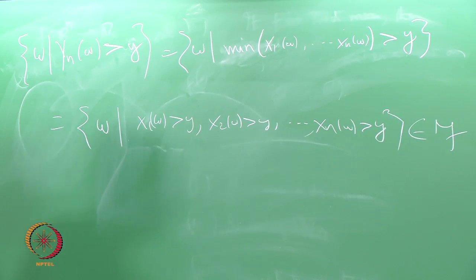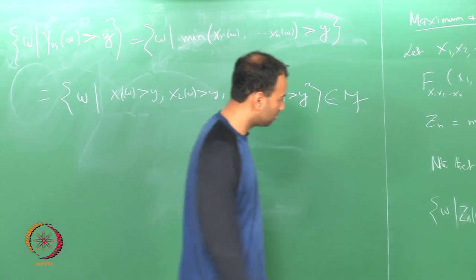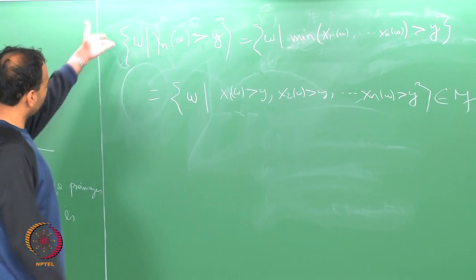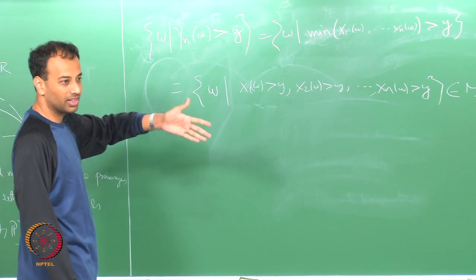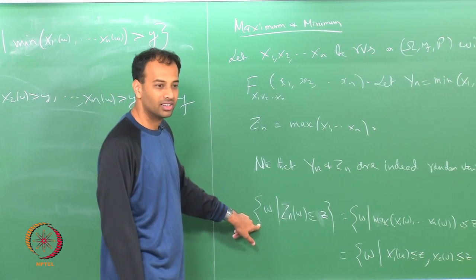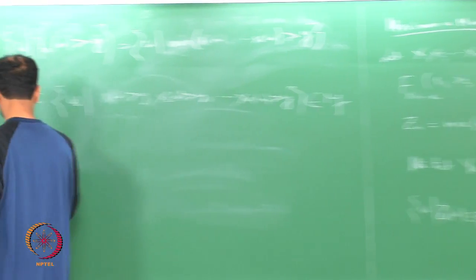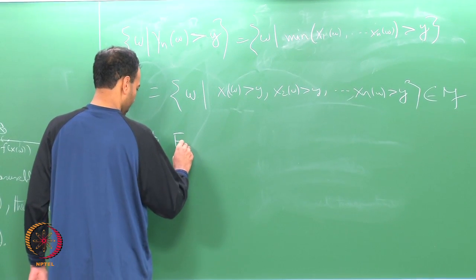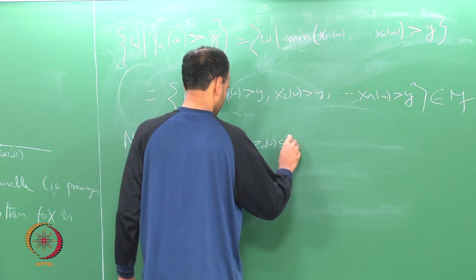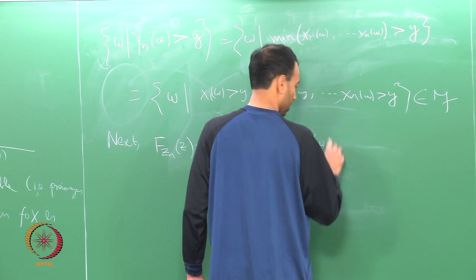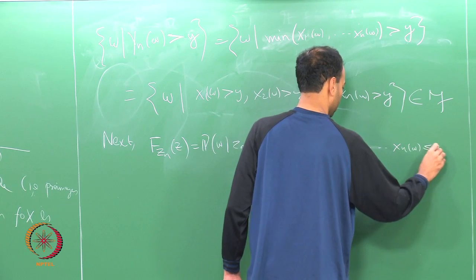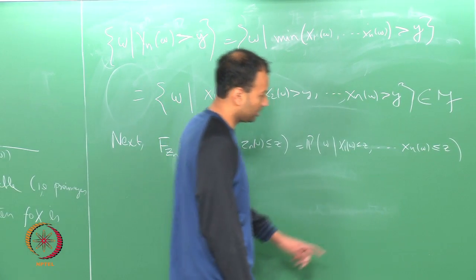So now our task is to determine the CDF of this Z and Y. All right. So actually, these expressions themselves provide a very easy way to calculate the CDF. In fact, I know this is the event whose probability I'm after. After all, my CDF is the probability of this event. Correct. So next, F_Zn of z will be equal to the probability of omega for which Z_n of omega less than or equal to little z, that is equal to the probability of omega for which X1 of omega less than or equal to z, dot dot dot, Xn of omega less than or equal to z, right. So I am just putting P here and P here.